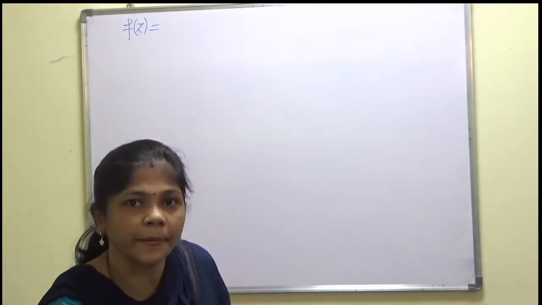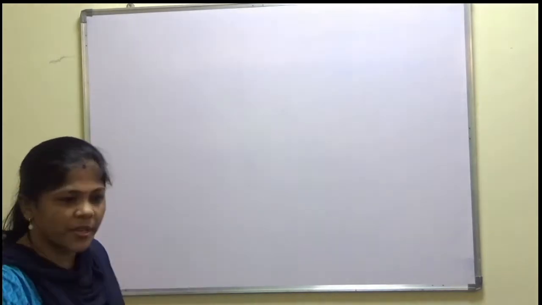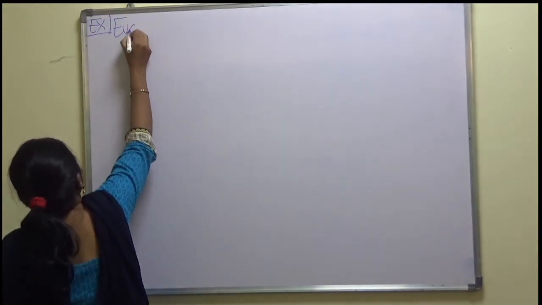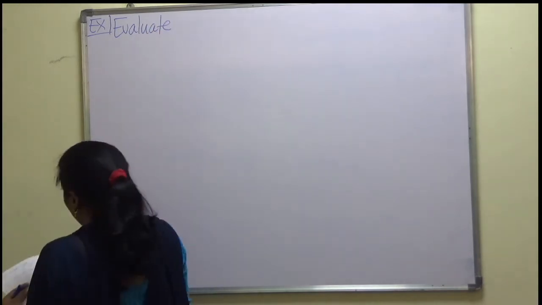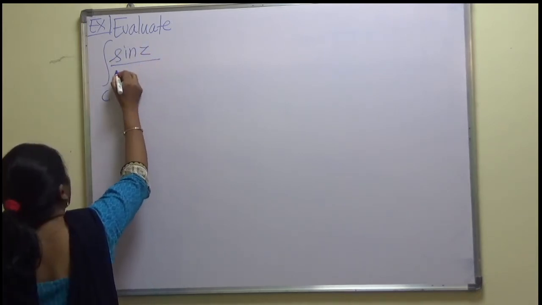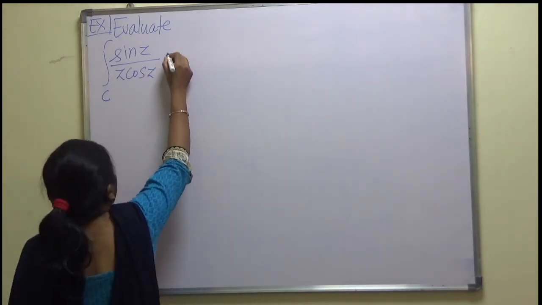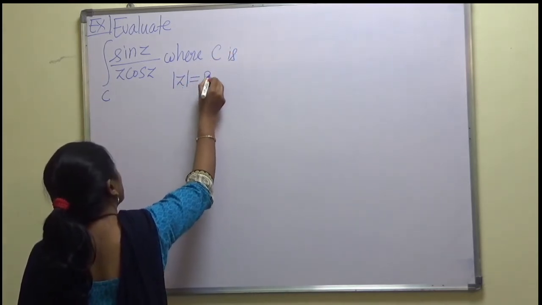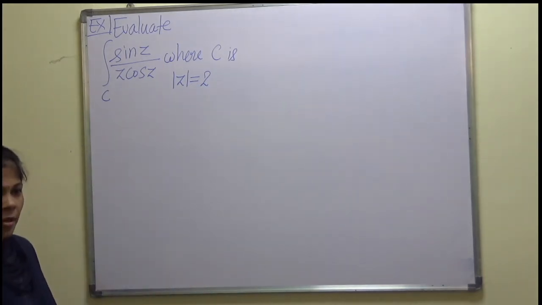So let us have the first example. Evaluate the integral over C of sin z upon z into cos z, where C is mod of z equal to 2. This is the problem which we want to solve, right?